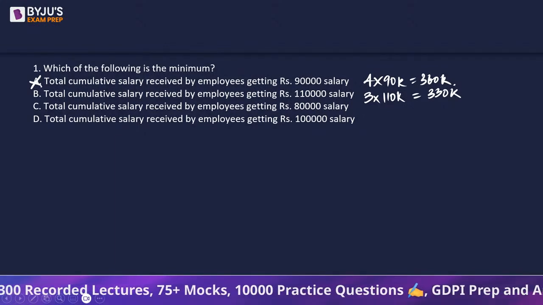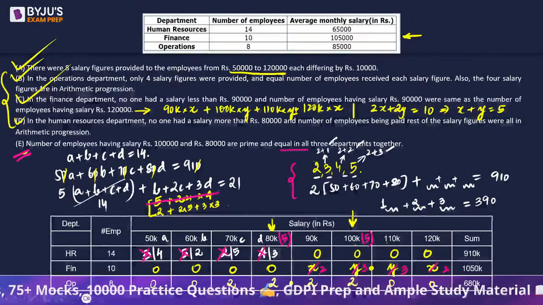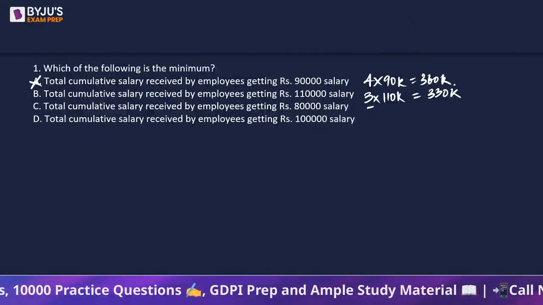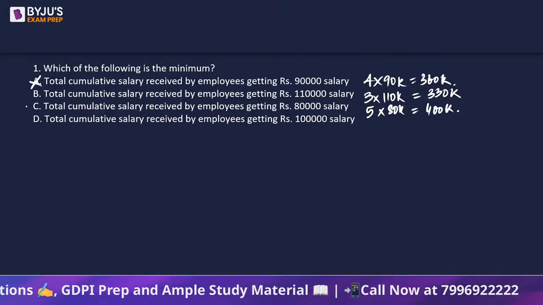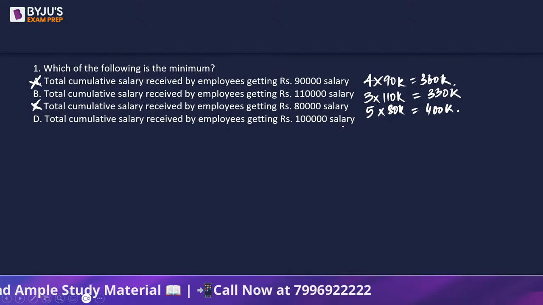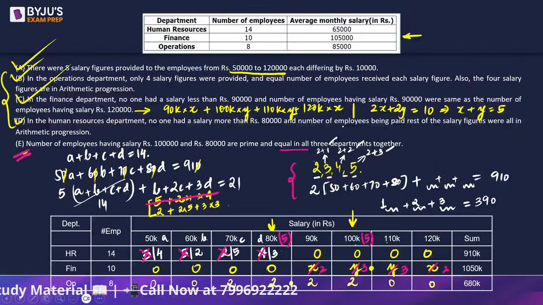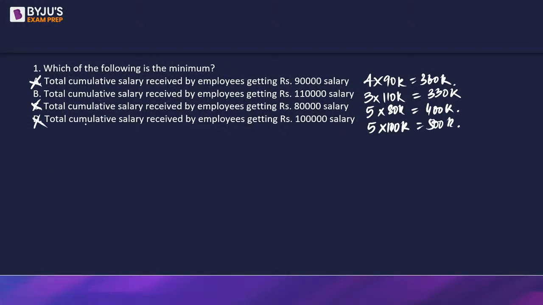Option C says cumulative salary received by employees getting rupees 80,000. For 80,000, we have 5 employees. So if 5 employees get 80,000, they get 400,000. So C will not be it either. Total salary received by employees whose salary is 100,000: we have 5 employees and each one of them gets 100,000. So their cumulative is 500,000, so this is also not the lowest. The lowest number is 330. So B is going to be the answer.